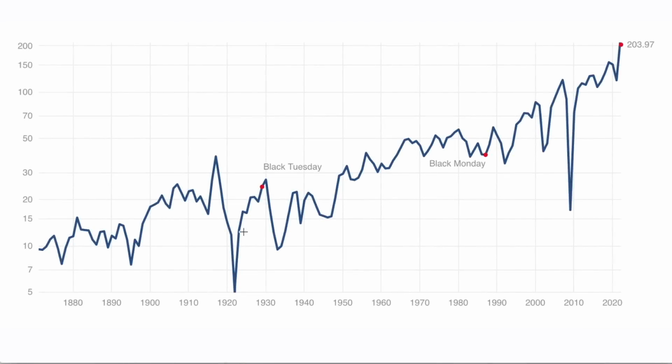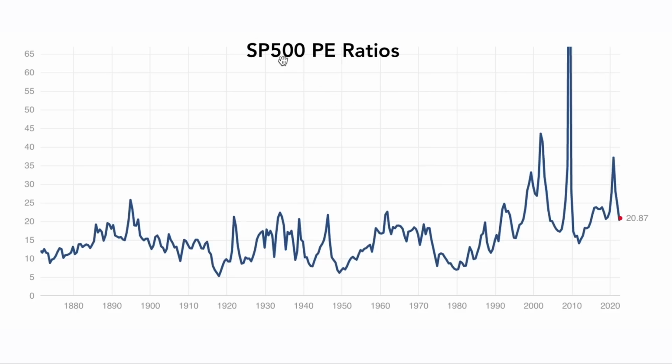A very simple way through which I like to take a look at the stock market, especially when I try and find out the targets and try and paint hypothetical scenarios, I like to always take it back to the earnings. Now, these are the earnings of the S&P 500, right? And you can see per share of the S&P 500, you'll have around $200 in earnings, $203 in earnings. Now, if we take a look at the S&P 500 PE ratios, these are the valuations of the S&P 500, and you can see it's 20.87.